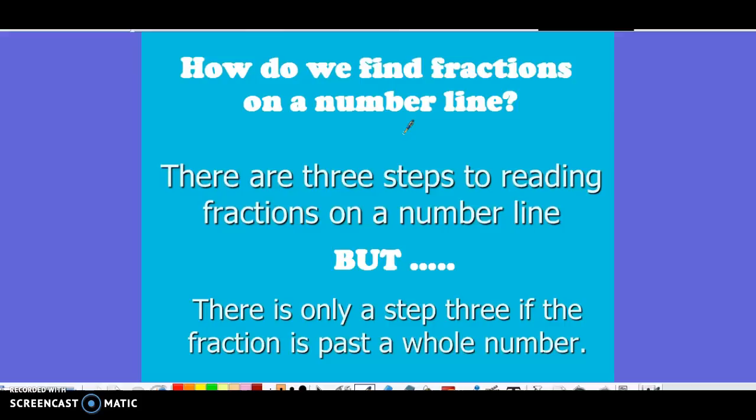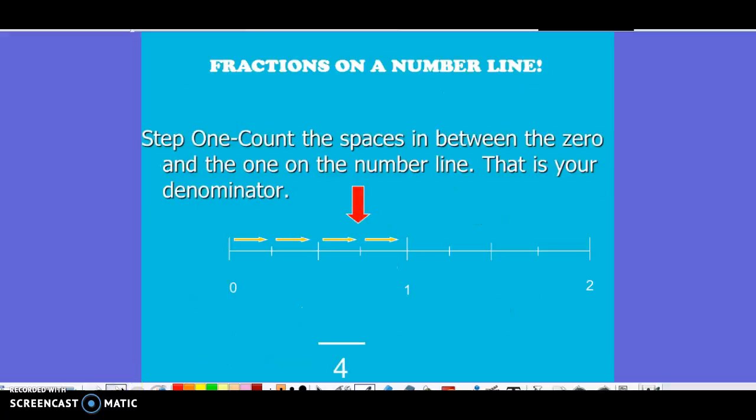There are 3 steps to reading fractions on a number line, but there is only a step 3 if the fraction is past a whole number. In other words, if it goes past a whole number and it is a mixed number, then there are 3 steps. However, if it is a fraction, then there are only 2 steps. So let's go over the 2 steps first. In other words, fractions on a number line.